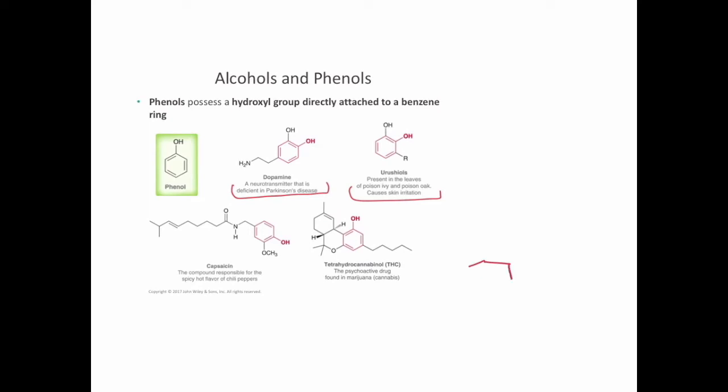Flavonoids are polyphenolic compounds, and one example of one that I'm working with looks like this. So that has two phenol rings in the structure. And this is called naringenin.